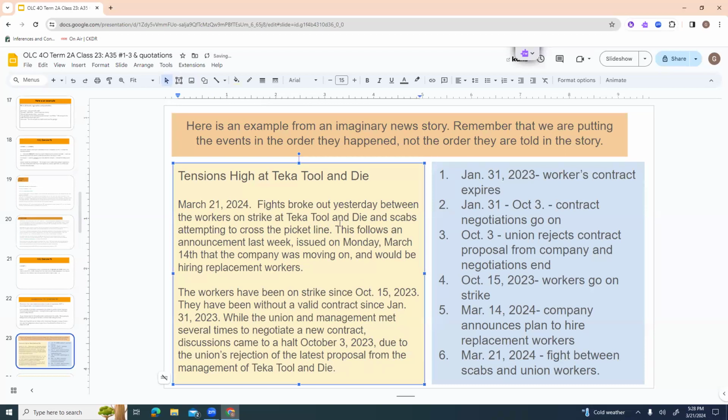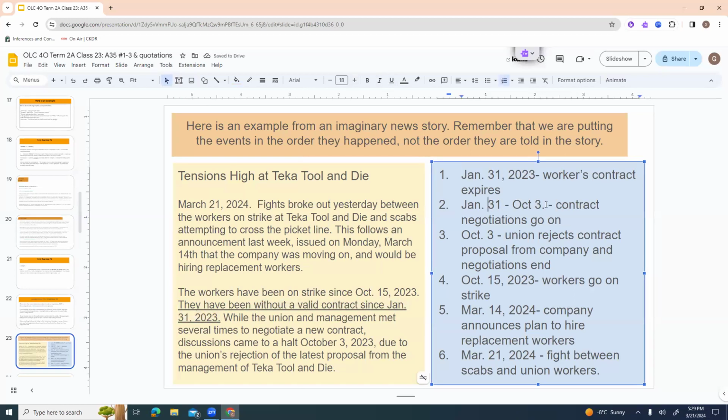Okay, so here they talked about the most important part that happened, but that's really the end of what happened. A lot of the stuff that happened at the beginning, they're mentioning later on in the story. And that can be a little bit confusing if you're not used to that format and haven't really noticed it before. So I go back through and look at the dates. January 31st, 2023, that was when the workers' contract expired. They talked about that right here. Okay, so we've got that one.